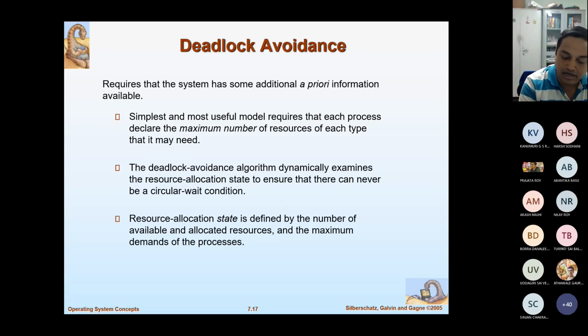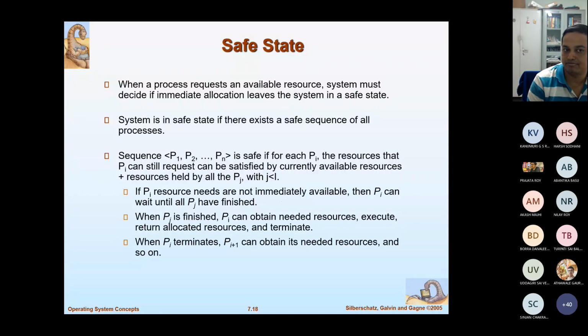So through their resource requirement, the system will try to find out a sequence of processes in which, if they are sent, their resource requirement will be fulfilled. And that sequence is called a safe sequence.